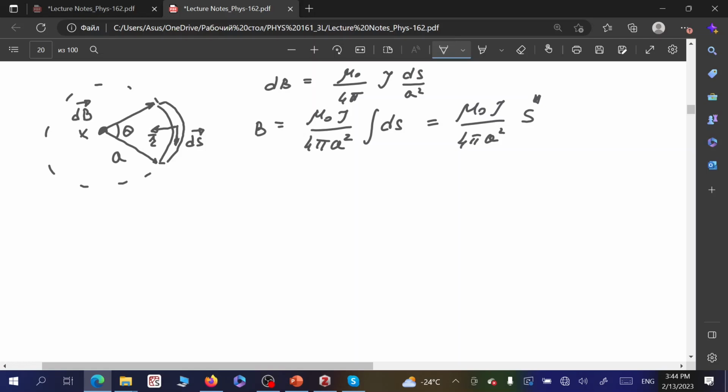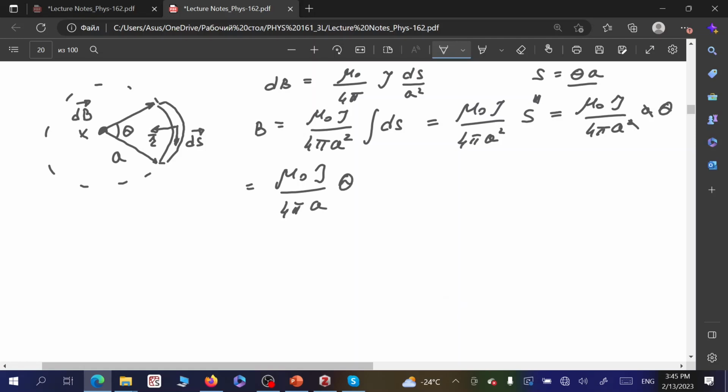We have this relationship with angle, angle in radians and radius. So the length of the segment will be equal to angle theta in radians times a, the radius of the circle of which segment we are discussing. So we can substitute it with theta times radius of the circle. We can write it: mu naught times I over 4 pi a square times a, and here is theta. So a and a square cancel out. Eventually we will get mu naught times I over 4 pi a times theta.